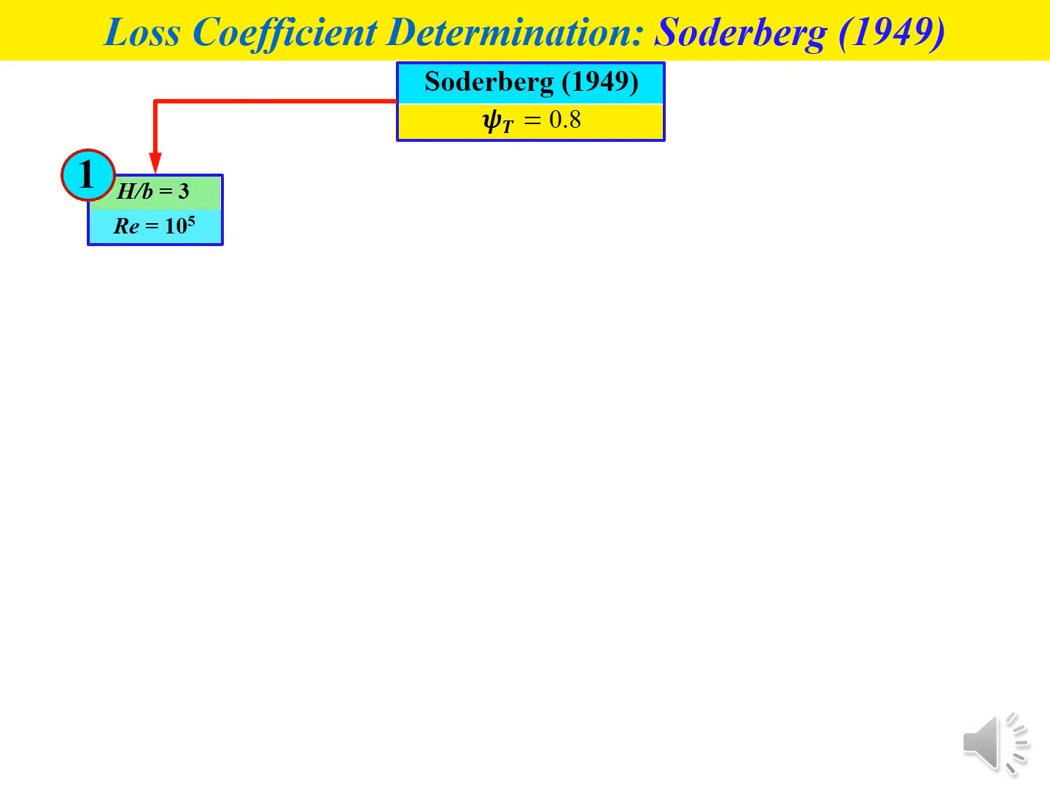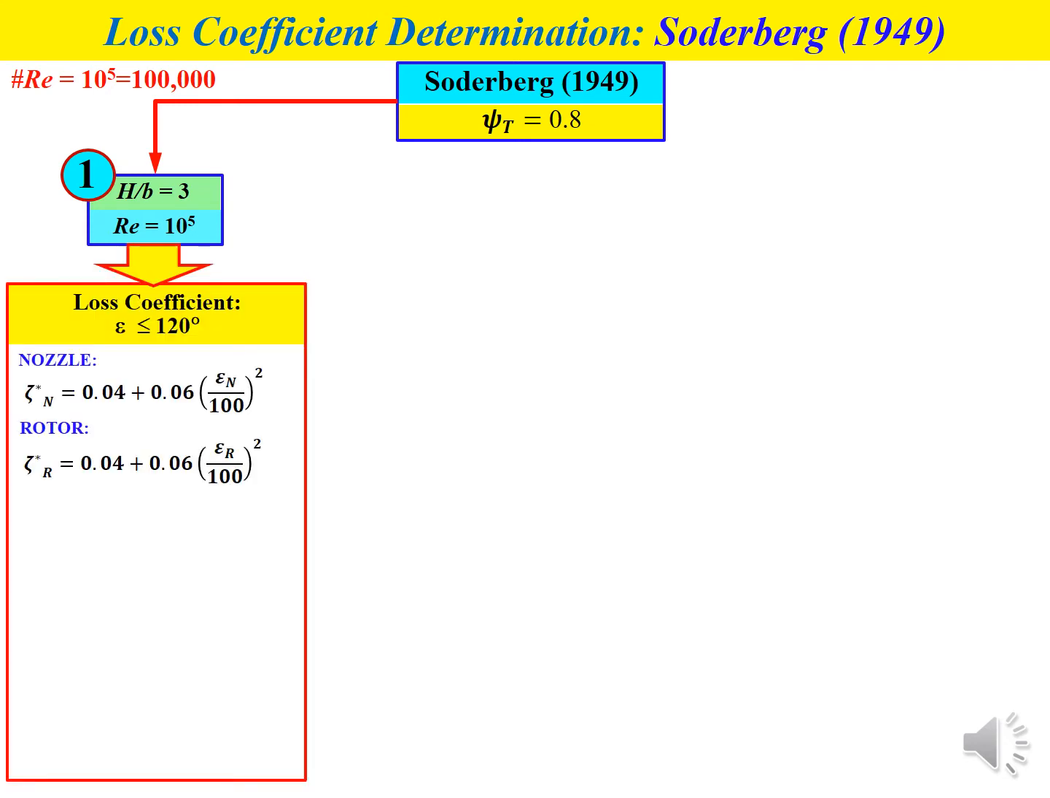First case, in terms of criteria. The criteria for case number 1 are the aerodynamic load coefficient equal to 0.8, H over B equal to 3, and Reynolds number equal to 10 power of 5, which is equal to 100,000.